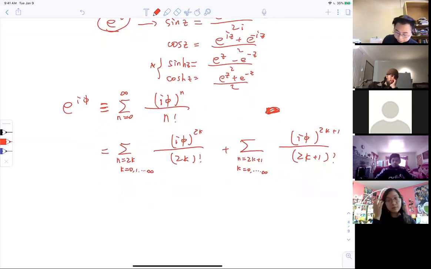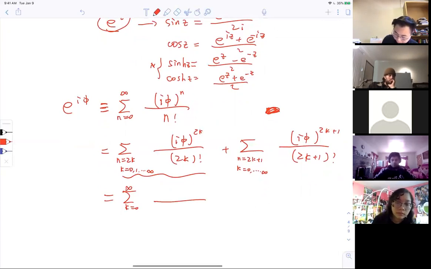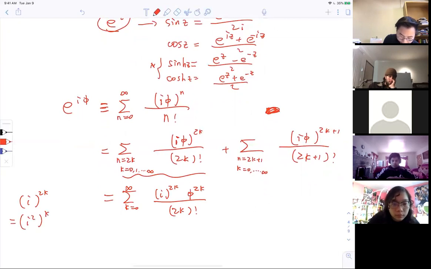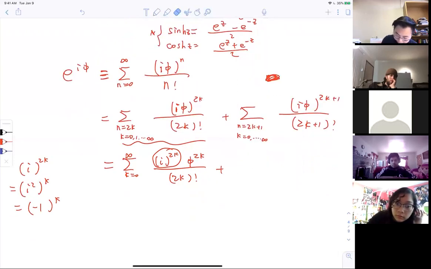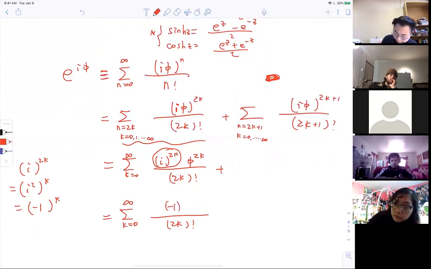So for this first term, k from 0 to infinity, this one is over 2k factorial, and we have i^2k phi^2k. So i^2k is (i squared) to the k. i squared is minus 1, so this is (-1)^k. This is a very simple exercise. Everyone should know it. So I did it here for you.